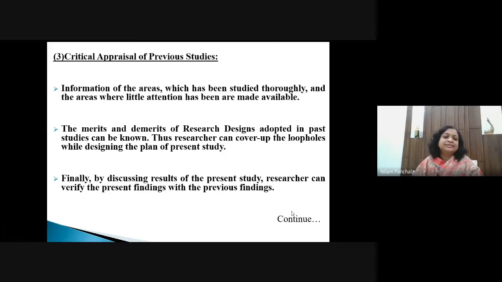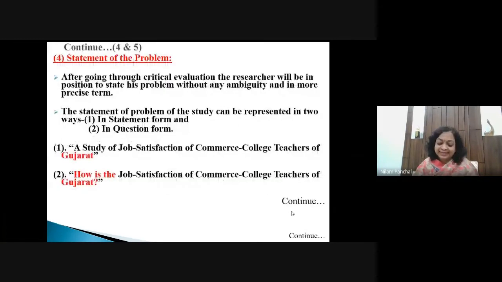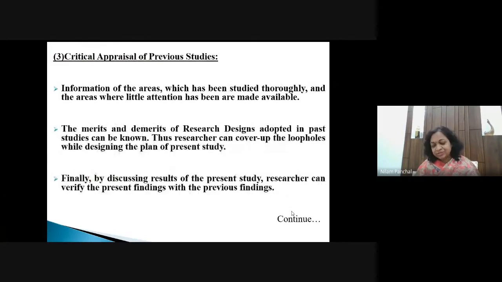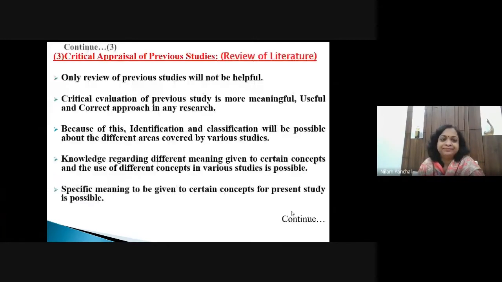Finally, you should consider that by discussing the results of the study, researchers can verify present findings against the previous findings. So, what you need to do is find out the gap between what exists in the existing literature and what is required to be done, based upon the gap, the research gap. So ultimately you should identify the research gap.